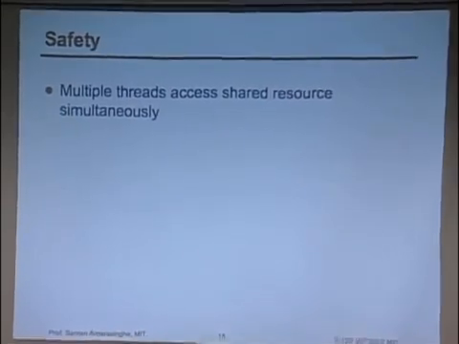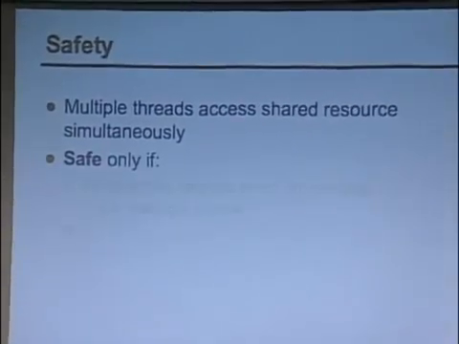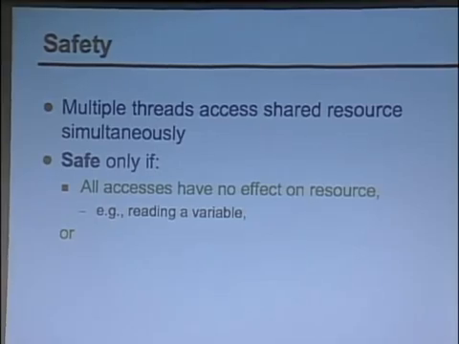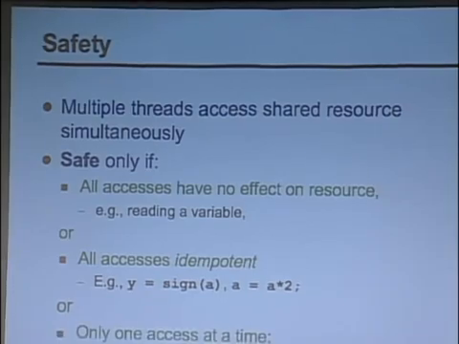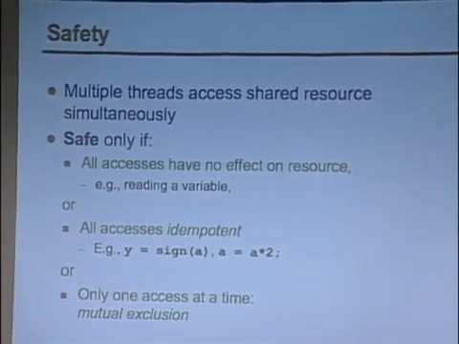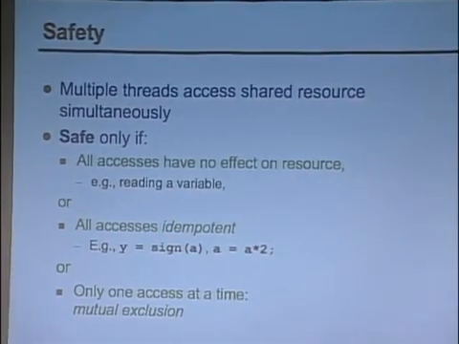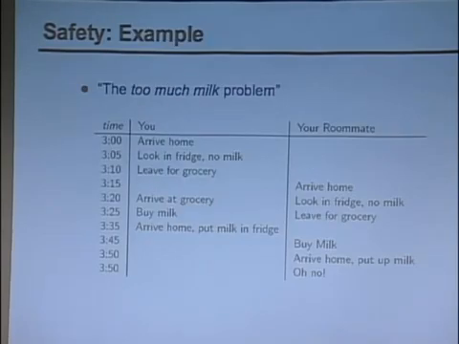When multiple threads access a shared resource simultaneously, it's safe only if all accesses have no effect on the resource. Basically, we are reading variables. Everybody can read the same variable because you are not changing anything. Or all accesses are idempotent. Or only one access at a time, which is called mutual exclusion. In this case, we are changing something. It's not idempotent, so we have to do mutual exclusion.